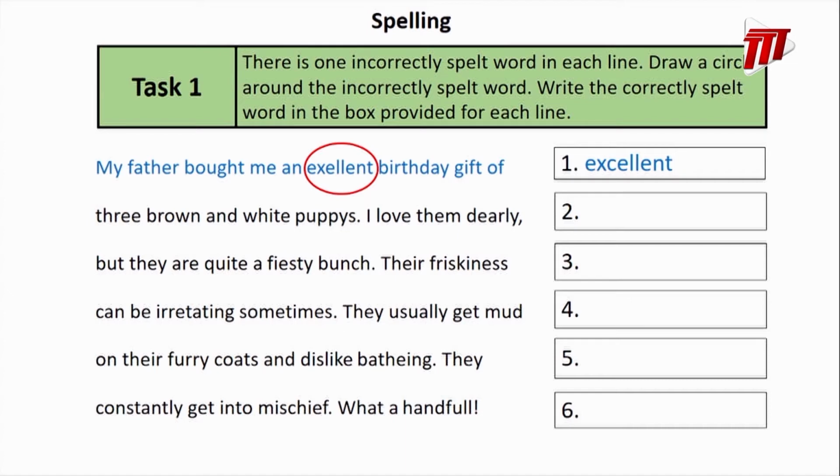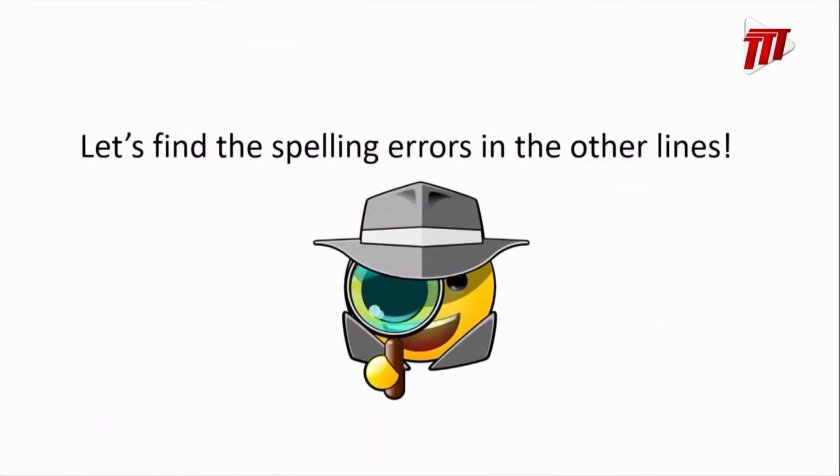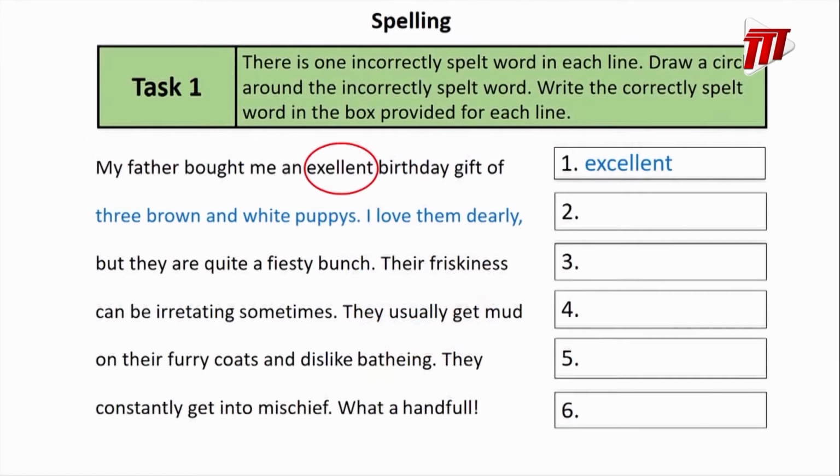Let's move on to line 2. Three brown and white puppies. I love them dearly. Alright? Three brown and white puppies. I love them dearly. What's wrong there?